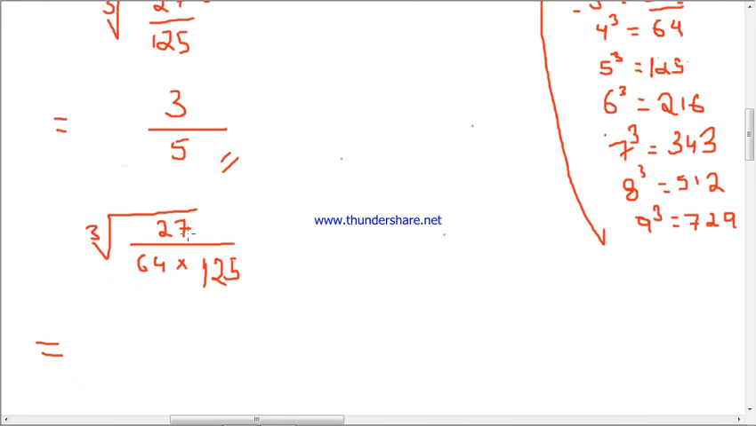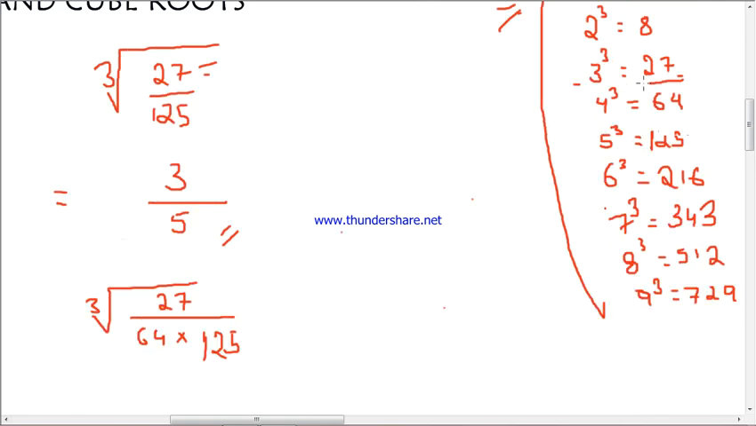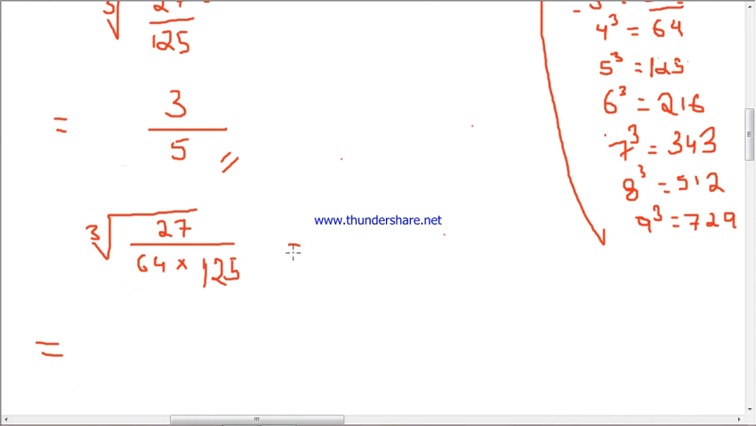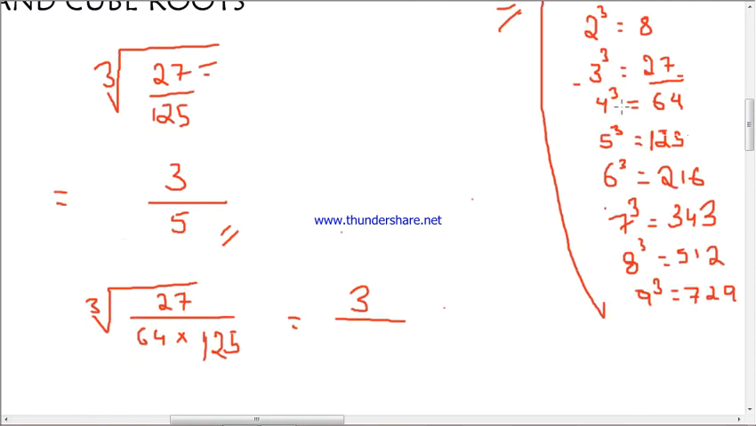What is the cube root of 27? You already know it is 3. Let's write over here: the cube root of 27 is 3, divided by the cube root of 64. Is it a perfect cube? Check the table. Yes, it is. 4 into 4 into 4 will give you 64. Multiplied by the cube root of 125. Is it a perfect cube? Yes, it is. 5.